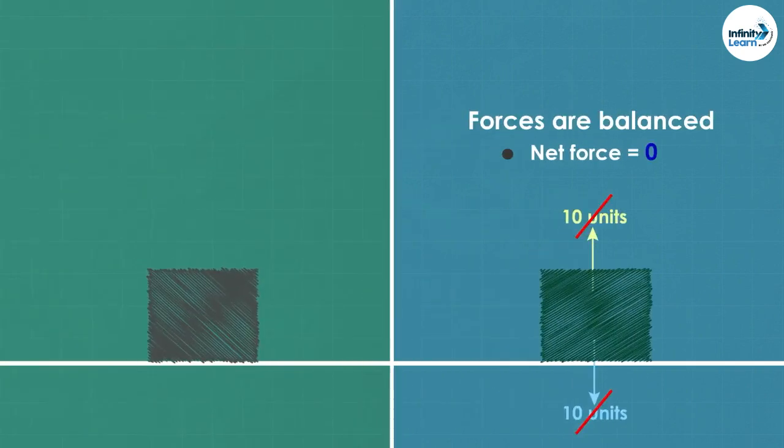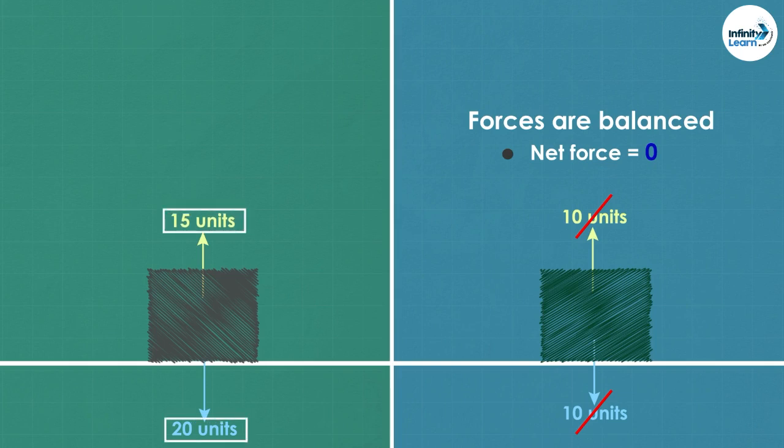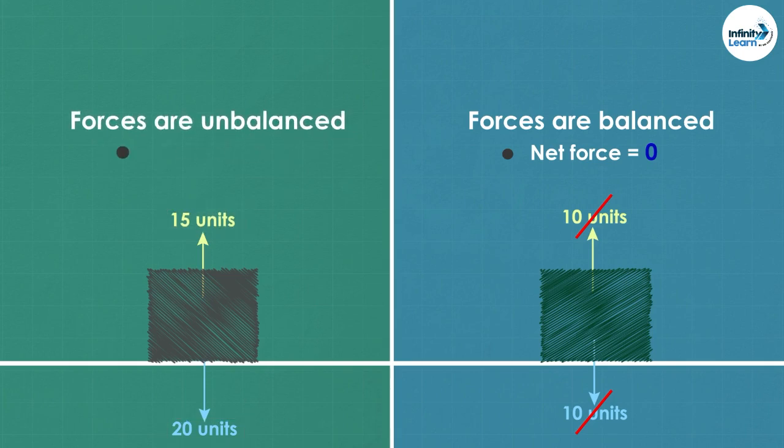Now look at this second object. There is a 15 units force acting on it in the upward direction and a 20 units force acting on it in the downward direction. Are the forces balanced here? No, they are unbalanced because they don't cancel each other out. The net force here will not be zero.